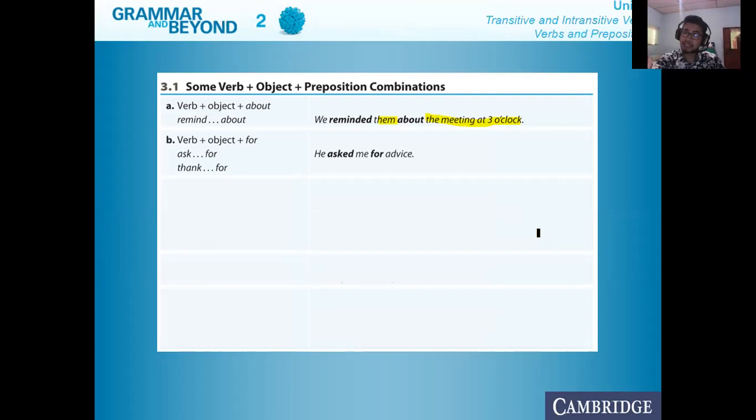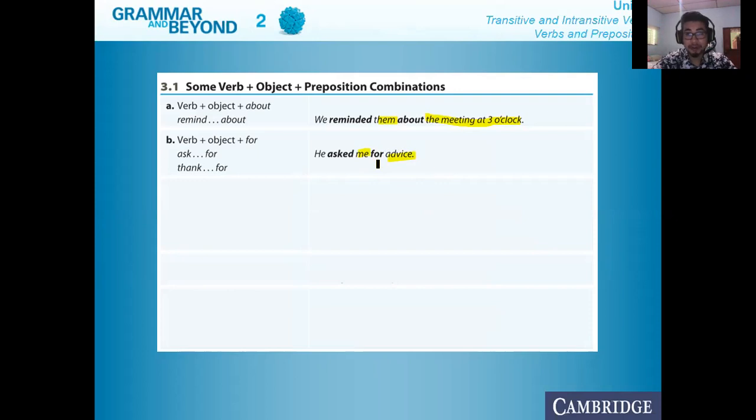This is a special kind of verb. These are not transitive verbs. I want to clarify that, because a transitive verb may be a verb plus a preposition, but you cannot separate them, okay? In these kinds of verbs, you can split them apart. Take a look at this one. Like, he asked me for advice. He asked whom? Me. For what? For advice. Therefore, you have over here two objects.